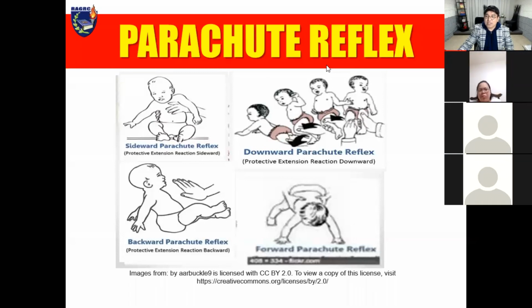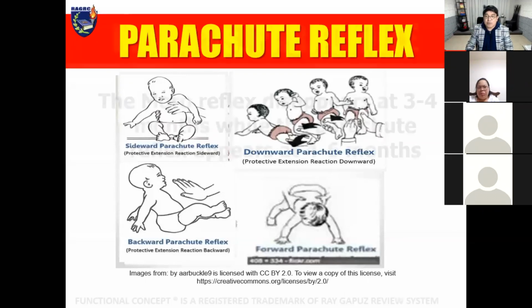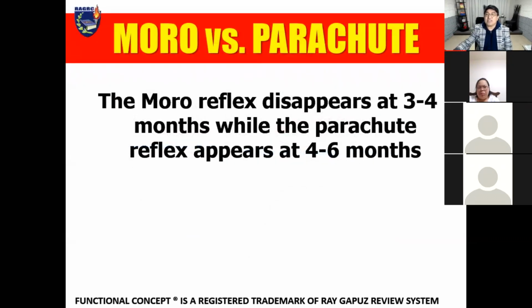So what is important at this point in time is that you know for a fact that the presence of the Moro reflex in the first 3 to 4 months and the presence of the parachute reflex from 4 months thereafter are considered normal. Okay, so the Moro reflex disappears at 3 to 4 months, while the parachute reflex appears at 4 to 6 months. Okay, so let's move on.